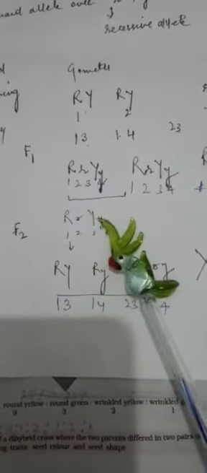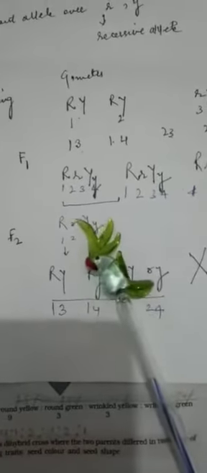1 will cross with 3, R capital, Y capital. 1 will cross with 4, R capital, small y. Small r will cross with y, that is 2, 3 and 2, 4. So you can see this, small r, capital Y, small r, small y. So these are all the gametes produced from the F1 hybrid.